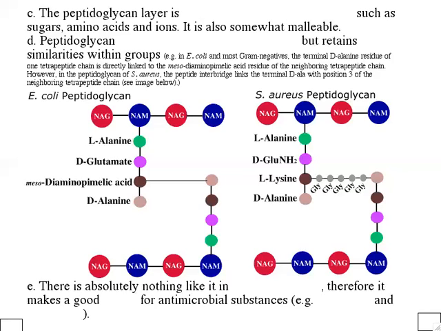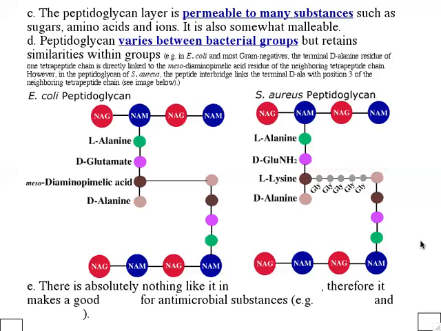So the peptidoglycan is extremely protective, so please note that word there is permeable. So peptidoglycan is permeable to many substances. Remember, it's like that tea strainer. It allows a lot of stuff in and out, so it's permeable to many substances, such as sugars, amino acids, and ions. But it's also a little bit malleable, just like that tea strainer. Like you can push on it a little bit, but it's very rigid and protective nonetheless.